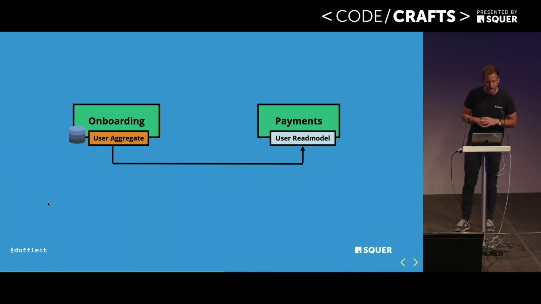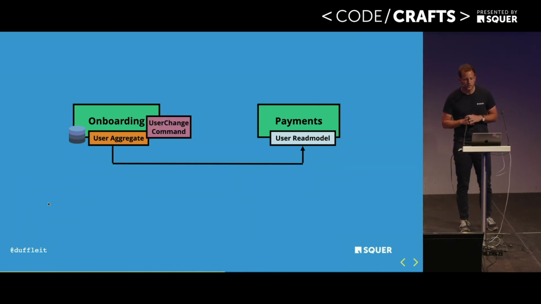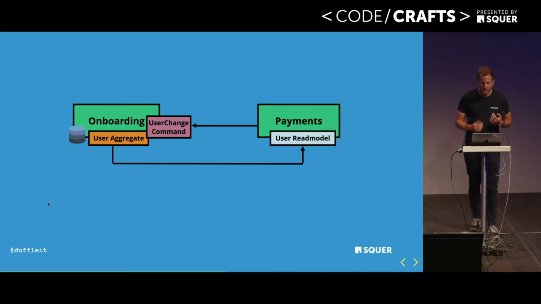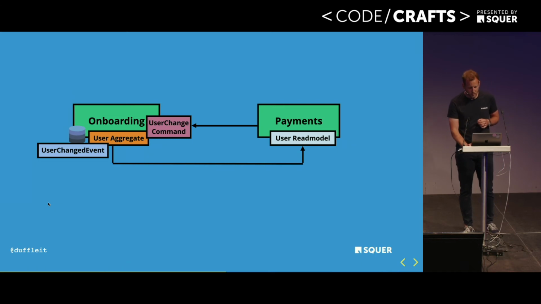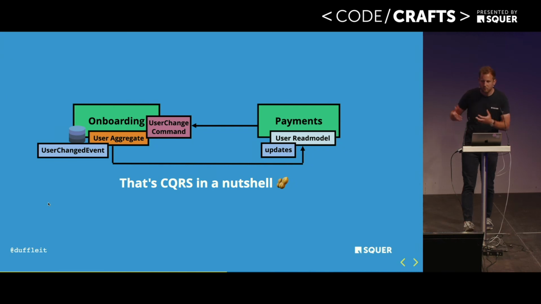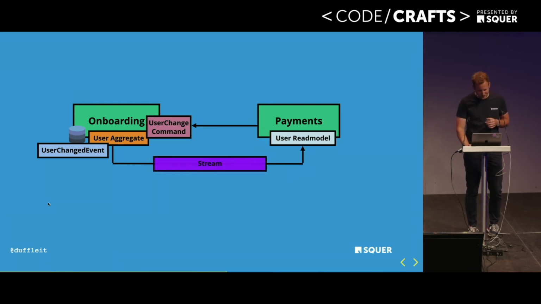And whenever you change the user, you would send the user change commands to this onboarding service. It would actually update the user aggregate and would produce probably a user changed event. And this event then in many situations would basically update the user read model, and that's CQS in a nutshell, right? And what we then usually do, and now it's your time, Manuel, is we introduce streams, right?